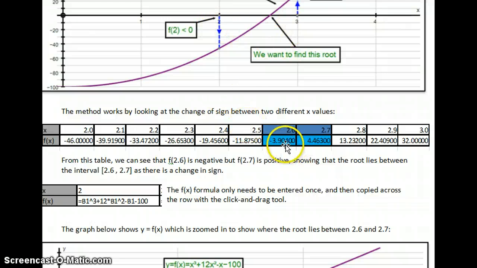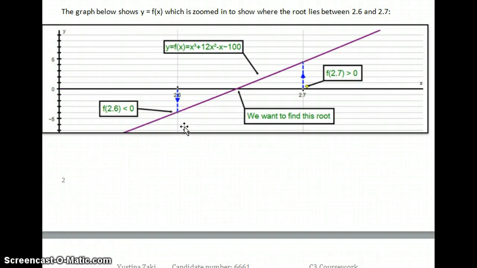We can see that there's a change of sign from negative to positive between 2.6 and 2.7. So this change of sign shows that the root lies here. This graph also shows a zoomed in graph between 2.6 and 2.7 so that we can further find out where the root actually is. So we can see that the root lies between 2.6 and 2.7, and the root is right here as it is between this. When 2.6 is entered into the function, f of x is smaller than 0, and when 2.7 is entered, f of x is bigger than 0, so there is definitely a change of sign.